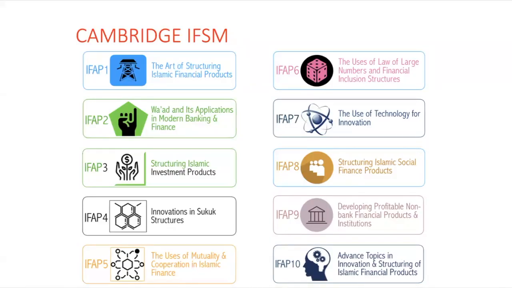After this, we shall have another 5 modules or IFAPs. The next one is on the uses of law of large numbers and financial inclusion structures. IFAP 7 will be on the use of technology for innovation. IFAP 8 would cover structuring Islamic social finance products. IFAP 9 is on developing profitable non-bank financial products and institutions. And our last IFAP would be on advanced topics in innovation and structuring of Islamic financial products.